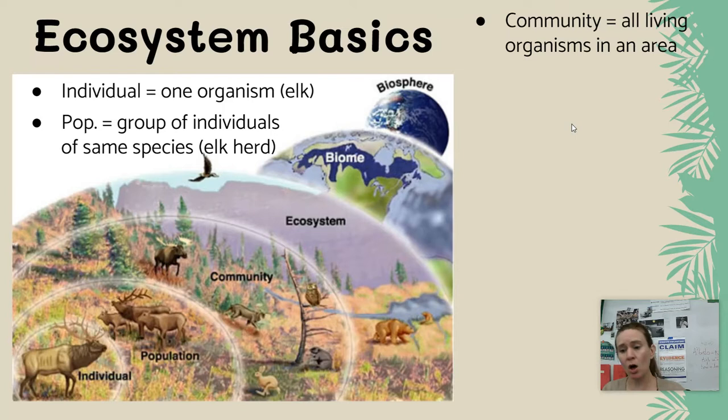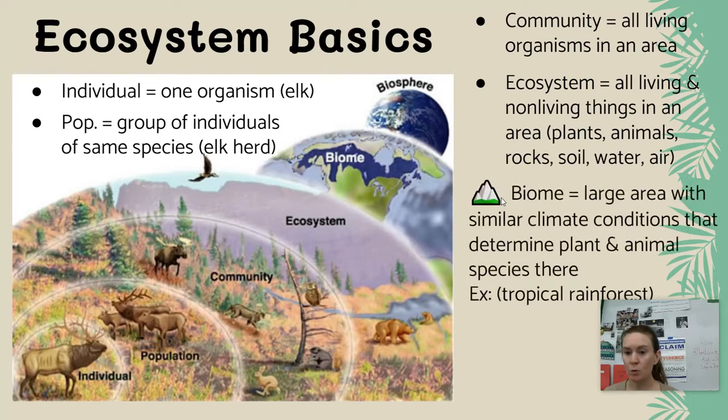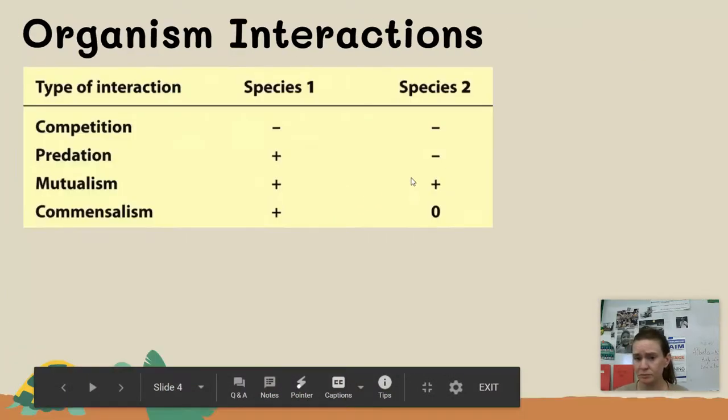A community is all the living organisms in the area. So when I go out to the forest plot with you this week, that would be all of the trees, the squirrels, maybe we'll have a hawk swoop down, that would be great. The salamanders, worms, but not the rocks. The ecosystem is all living and non-living things. So this includes the soil, the water, the air, as well as the animals. A biome is a large area with similar climate conditions, and that determines the plant and animal species living there, like the rainforest or the tundra.